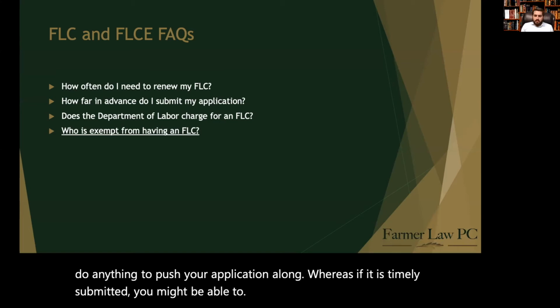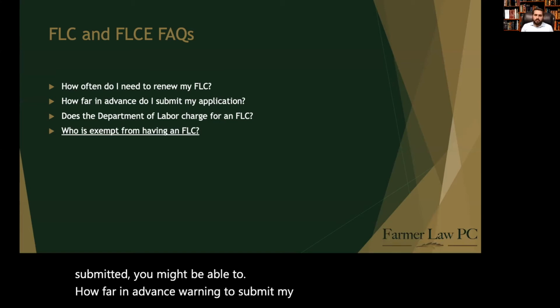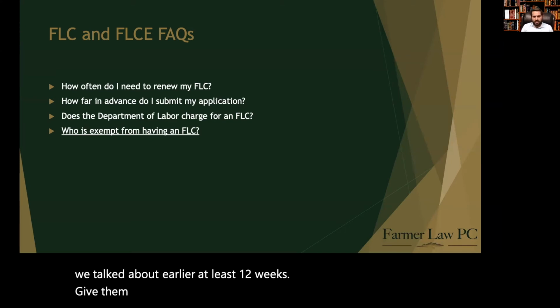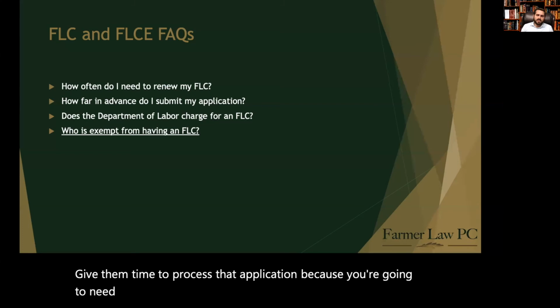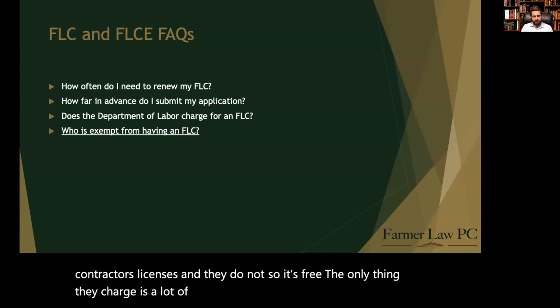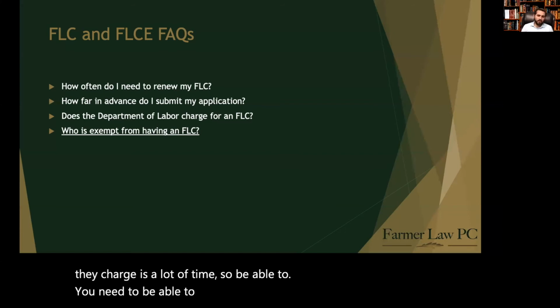How far in advance do I need to submit my application? This is what we talked about earlier, at least 12 weeks. Give them time to process that application because you're going to need it. Does the Department of Labor charge for farm labor contractor licenses? They do not. So it's free. The only thing they charge is a lot of time. So you need to be able to afford to give them that time, not let it hold up your application.